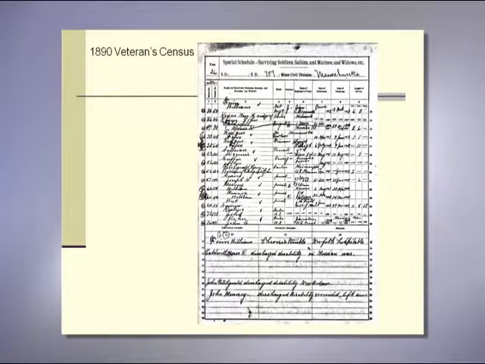And this will give the name of the soldier, what unit he was in, what his health problems were. Now the census is of surviving soldiers, sailors, Marines, and widows of the Union. However, fortunately, people don't always follow directions, so you can find information as far back as the War of 1812 and the Mexican-American War and Confederate soldiers.